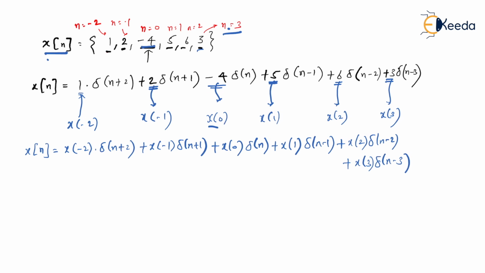Is that right? Now, if you observe carefully, here it is minus 2, then it is plus 2. Here it is minus 1, then it is plus 1. If it is 0, then nothing is present here. If it is 1, it is minus 1. If it is 2, it is minus 2. If it is 3, it is minus 3. What I really mean to say is, I need to write it in short. So I'm able to do this.